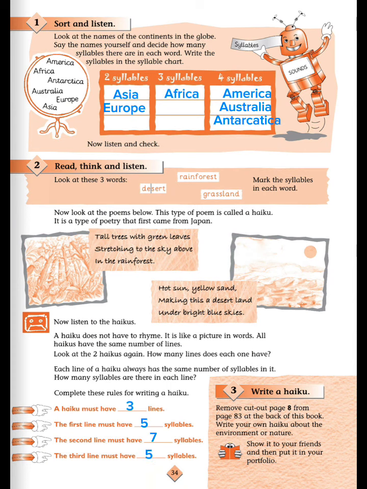Exercise number 3. Write a haiku. Remove cutout page 8 from page 83 at the back of this book. Write your own haiku about the environment or nature. Show it to your friends and then put it in your portfolio.